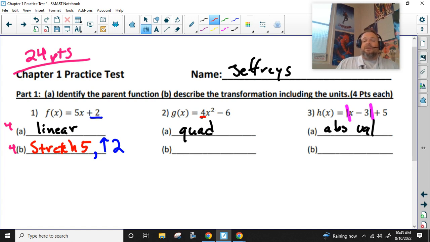Number two, the first number out there in each of these is going to be an A. This 4 is an A. This is going to be a stretch of 4. Now, we do not have an H in this one. H's for quadratics would be inside the parentheses. We don't have that. So we do have a K. It's negative. So this would be down 6.